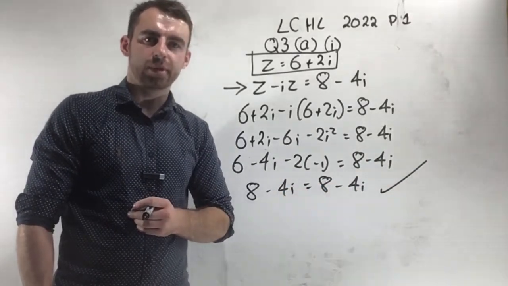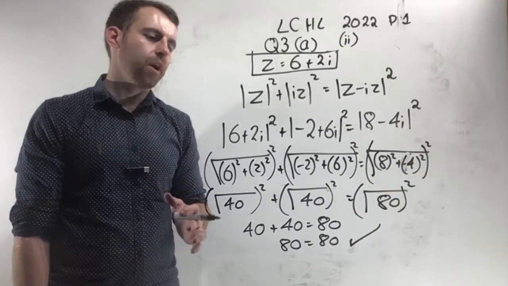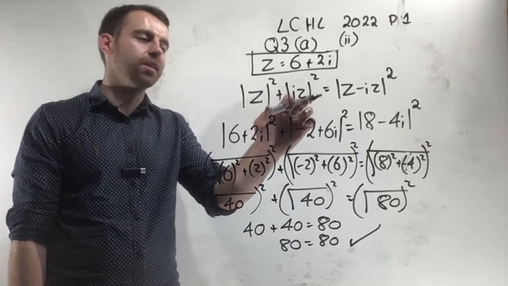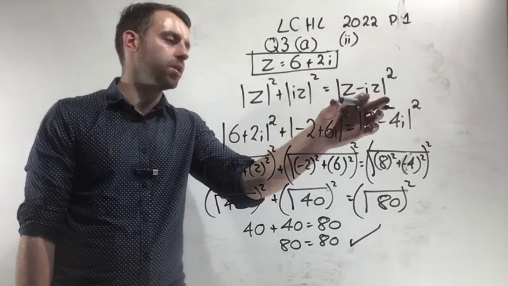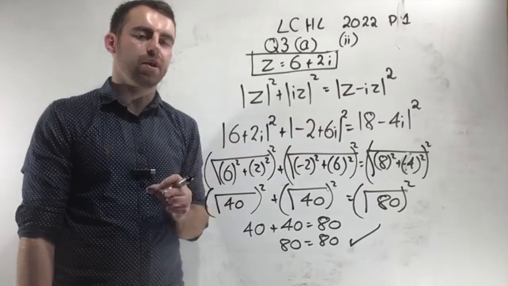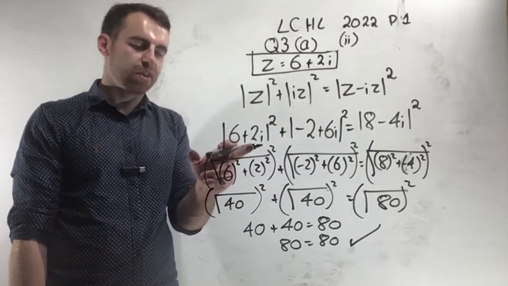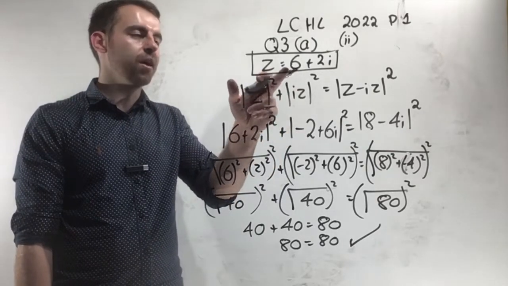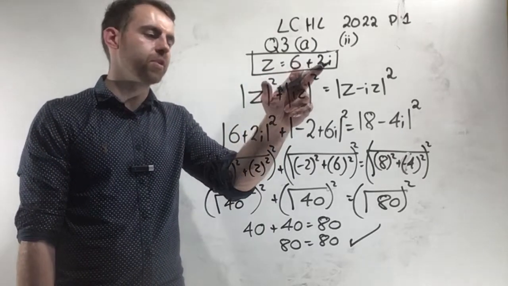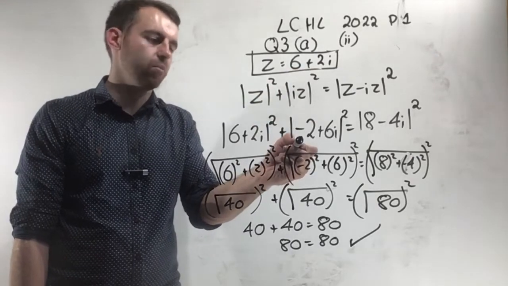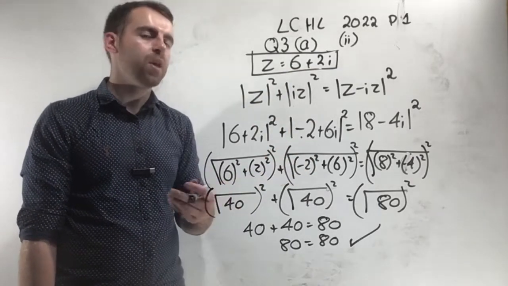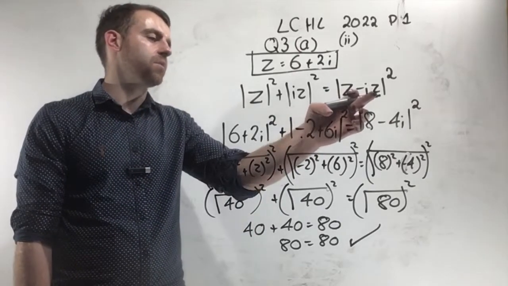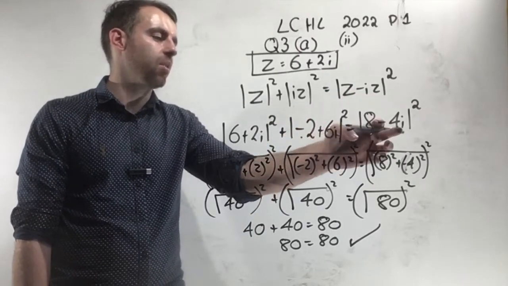It's relatively straightforward. In part 2 of this question, we're asked to prove the modulus of z squared plus the modulus of iz squared is equal to the modulus of z minus iz squared. We're given z is 6 plus 2i. If you take z and multiply it by i, you get 6i plus 2i squared. Remember that 2i squared is equivalent to minus 2 because i squared becomes minus 1. And the right hand side, we've already worked out in the previous part: z minus iz is 8 minus 4i.